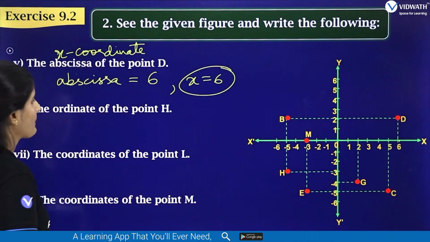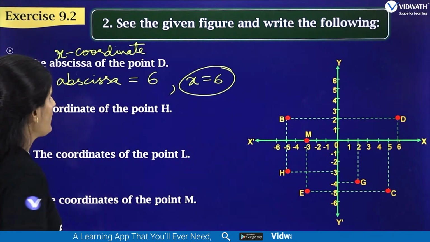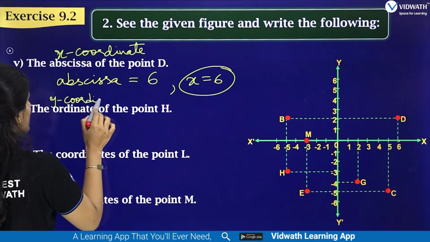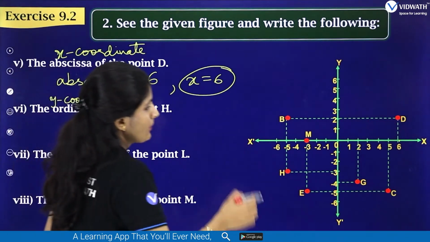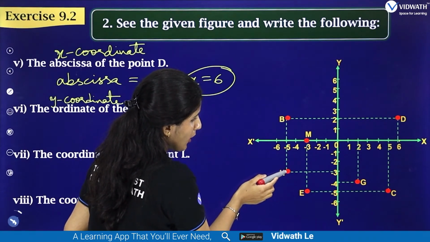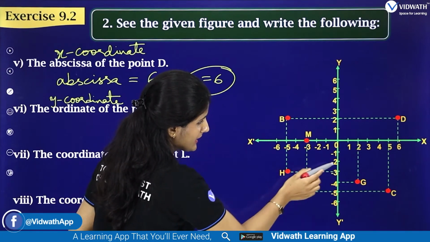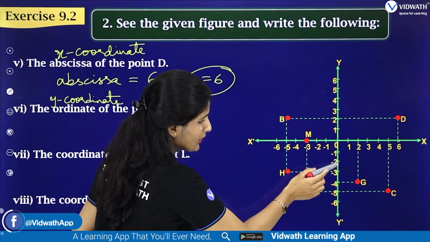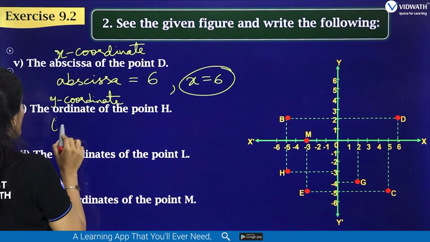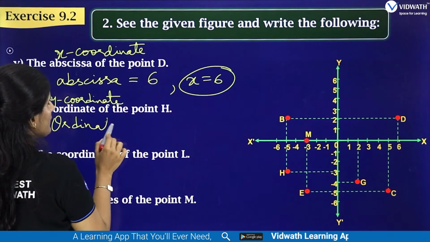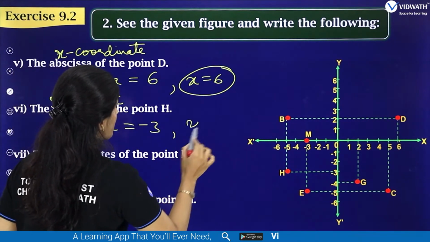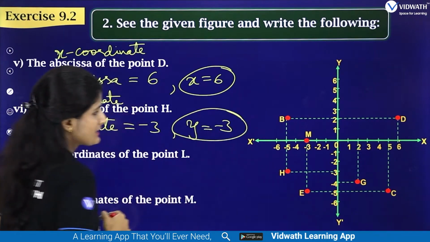This is the abscissa. What is the ordinate of the point H? What do you mean by ordinate? Ordinate is nothing but the y-coordinate. We see that the point H is here. If I draw a perpendicular from the point H to the y-axis, then it meets the y-axis at the point y equal to minus 3, and that becomes our y-coordinate. Therefore, the ordinate for the point H is minus 3, which can also be written as y equal to minus 3.